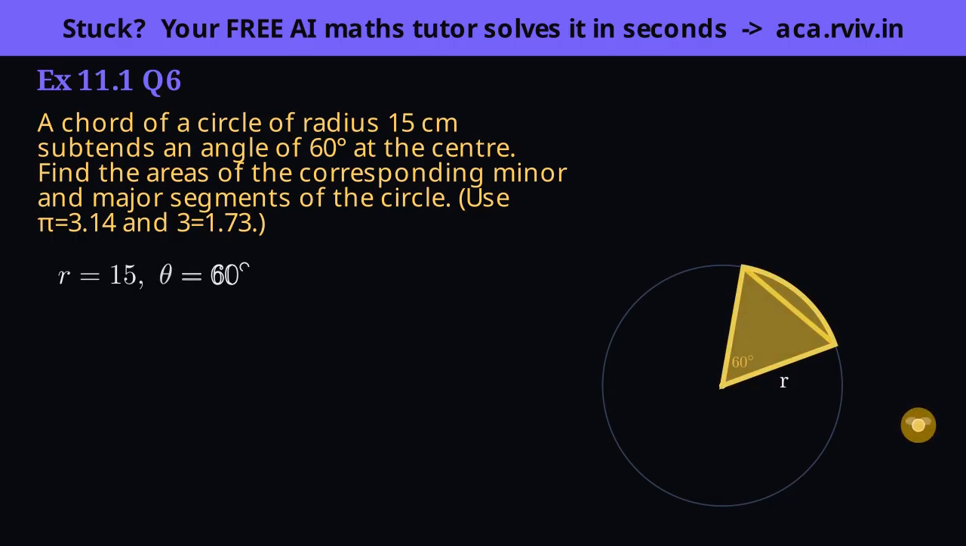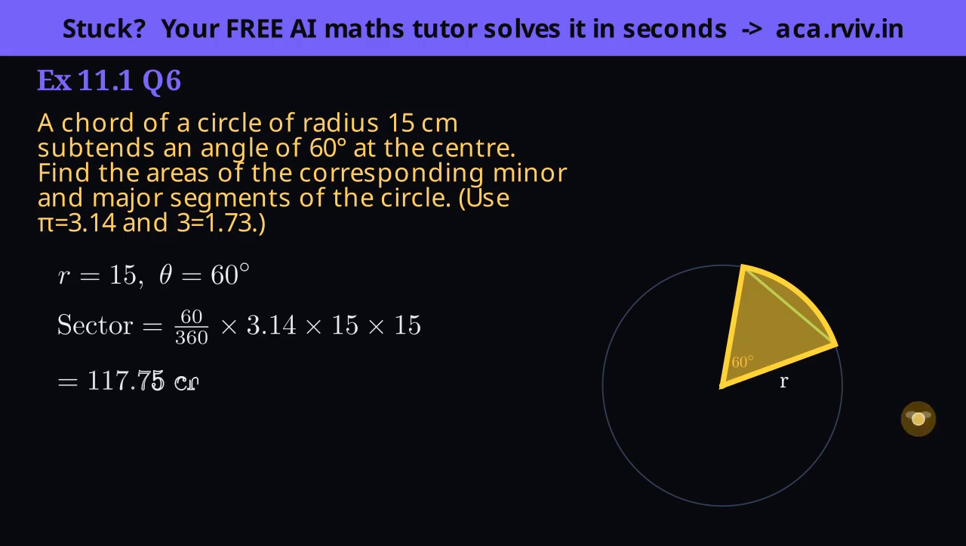Givens: radius 15, angle 60, and pi as 3.14 since 15 isn't a multiple of 7. Start with the 60-degree sector, 1/6 of the circle, using pi as 3.14. 1/6 of 3.14 times 225 gives 117.75 square centimeters for the sector.